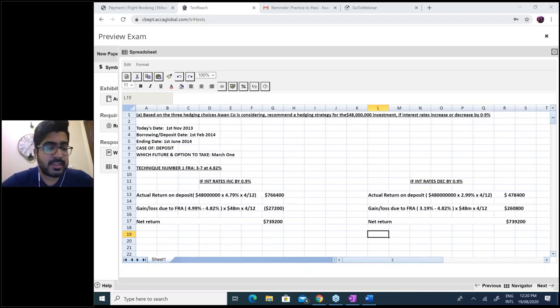Gain loss due to FRA, it's just the difference in rates. What you got versus FRA into 48 million into 4 by 12. So in the first case, if interest rates increase by 0.9, they became 4.99. But you deposited with FRA at 4.82. So you booked a reduced rate than market. It's a loss, which will reduce your return, deduct it. But in the second case, if interest rates decrease by 0.9, the rates became 3.19, interbank less 0.9, but you booked at 4.82. It's a gain, and gain increases return. Okay.